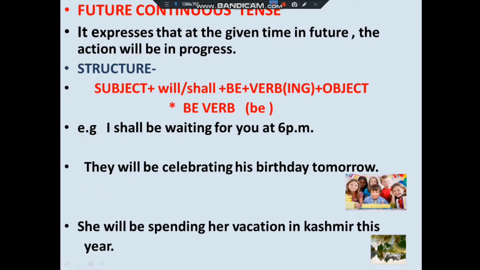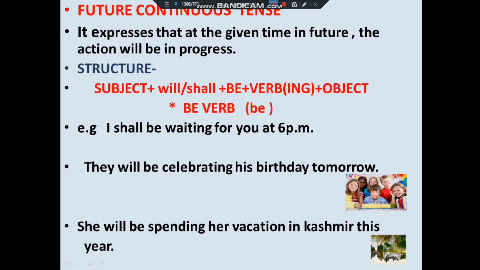Now, future continuous tense. It expresses that at the given time in future, the action will be in progress. Now, see the structure. Subject, then will or shall according to the subject, means shall will be used with I and we, and for the rest of the persons we use will. Then verb ing form, then object or complement according to the sentence. And in place of be verb, we write be. Okay, children? Now see the example. I shall be waiting for you at 6 p.m.